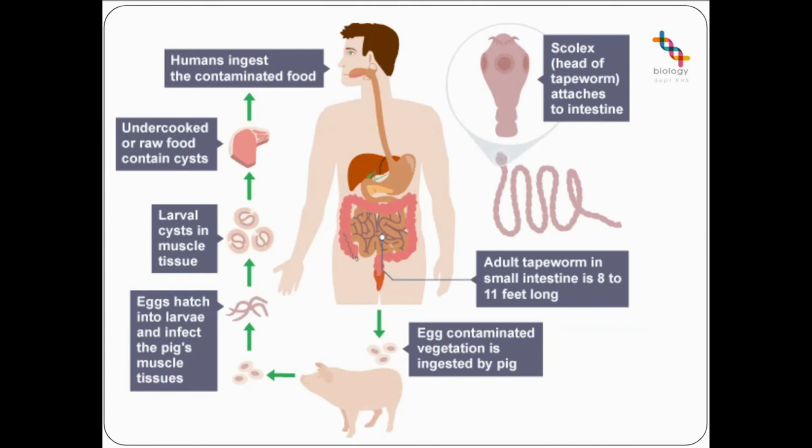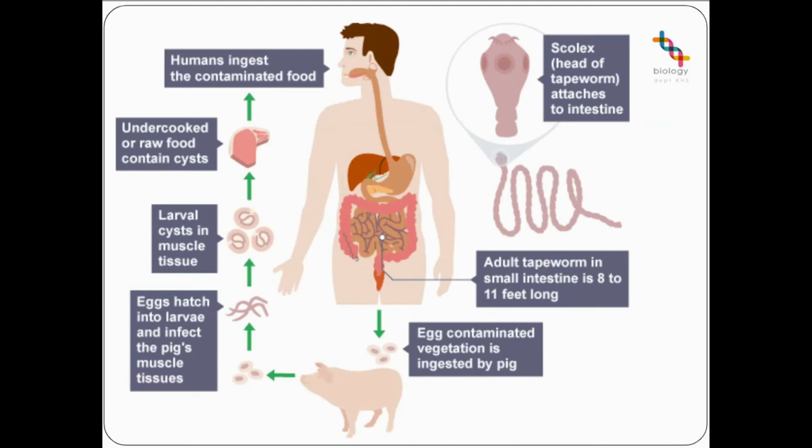When they produce those eggs, that's going to go into the feces of our human, and our human is going to be producing those feces which may contaminate vegetation. In this case, the contaminated vegetation is ingested by pigs, and what happens is the eggs are then going to hatch into larvae, and they are going to infect the muscle tissue of our pig. So the larvae are going to exist as cysts in the muscle tissue, undetectable, we wouldn't see them.